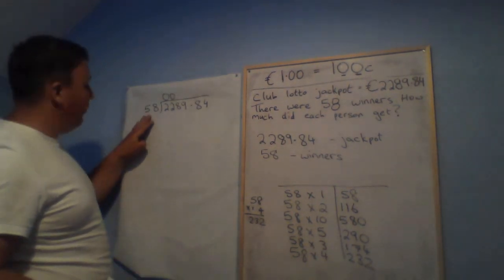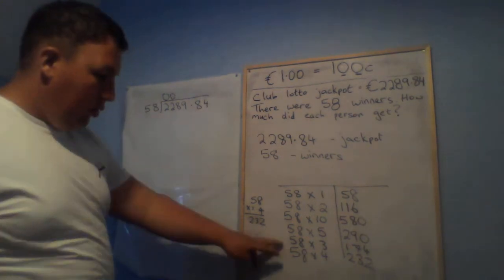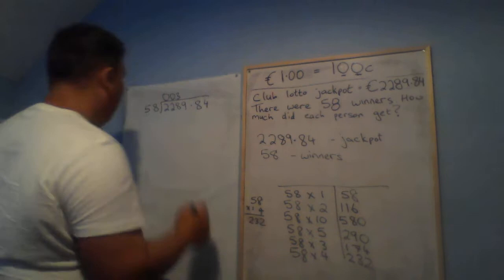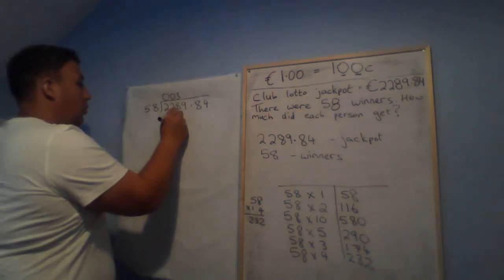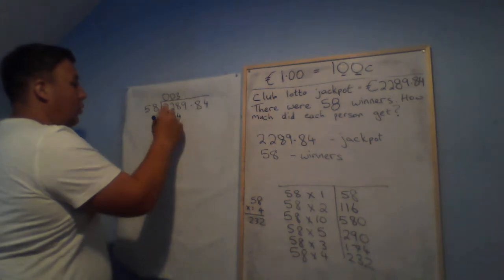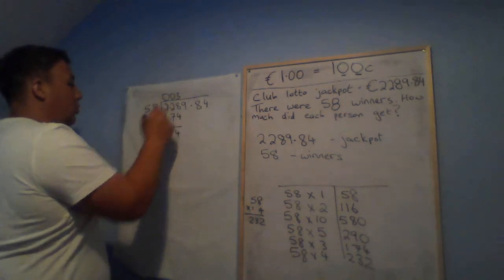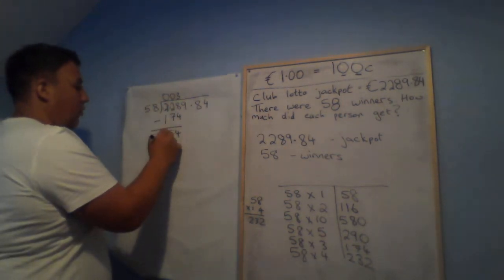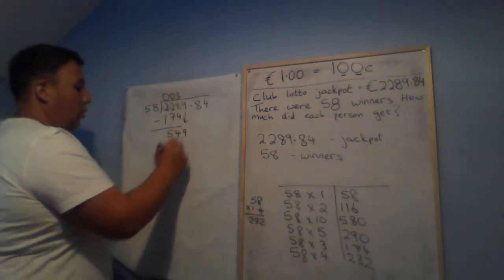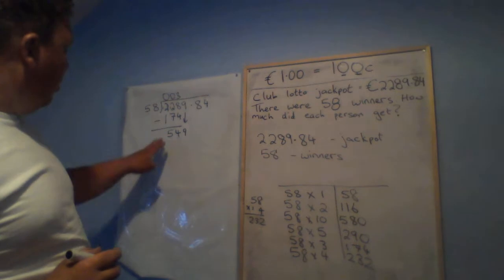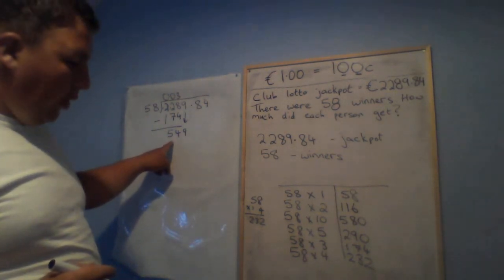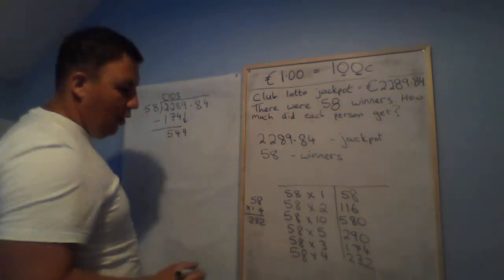Okay, so 58 goes in 3 times, and then we have 174. Okay, take that away. 8 minus 4 is 4. So that is 5. Okay, 54, bring down our 9. Okay, so 58 into 549.